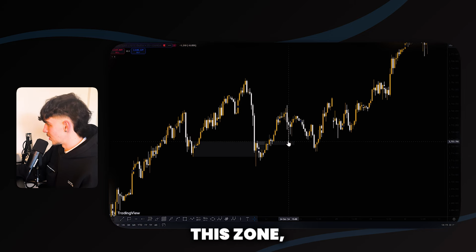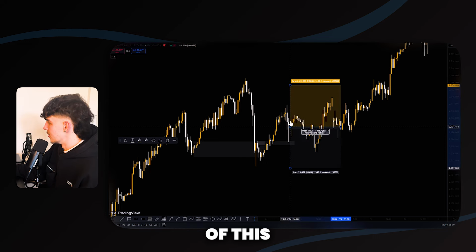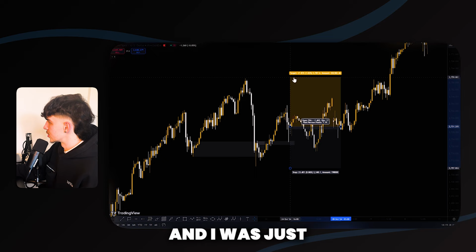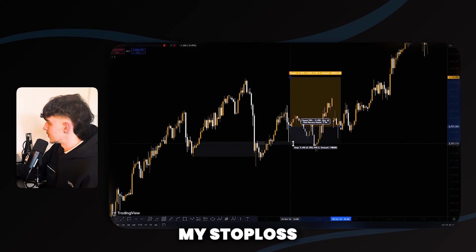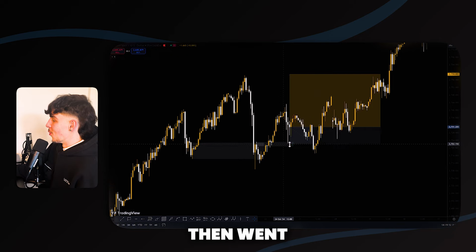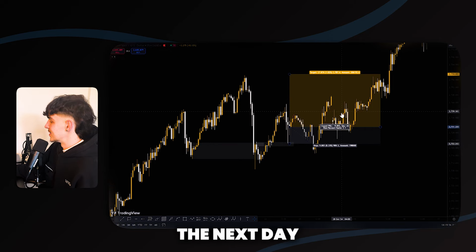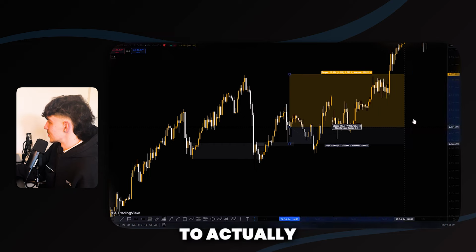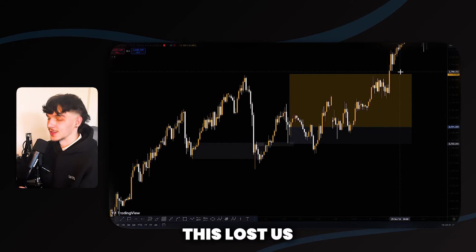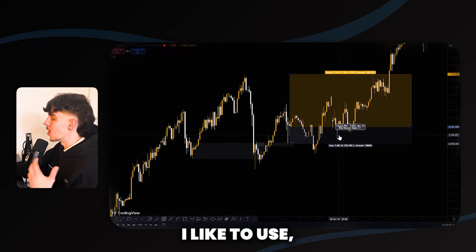Once we come into this zone, I didn't get the perfect entry. I entered in around here. So the trade looked along the lines of this, and I was just going for this high up here, and I placed my stop loss just below this covered low. As you can see, the market then went and swung this low, stopping us out, and then from there the next day opened up and the market was able to actually run to my take profit. This lost us 1% on the account, which is an appropriate risk management I like to use.